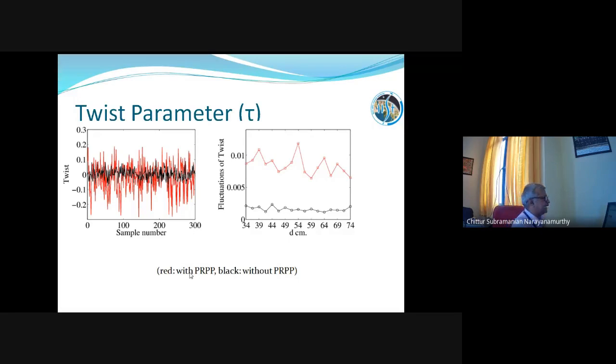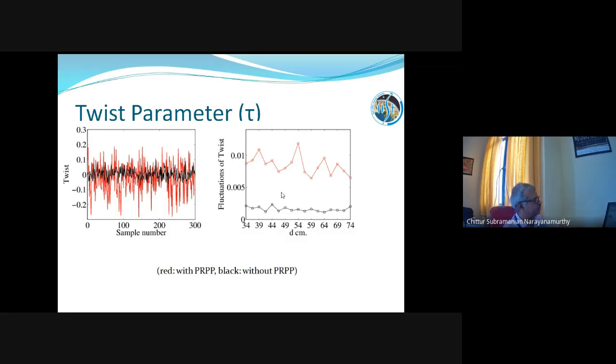You can see that the black line gives you the twist parameter without turbulence, and you can see the fluctuation in the twist of the light beam even for a simple Gaussian beam. The fluctuation is not very high, but you can see some fluctuation below 0.5. Now once you introduce atmospheric turbulence, you can see the fluctuations are very high. The fluctuation of these parameters is very important.